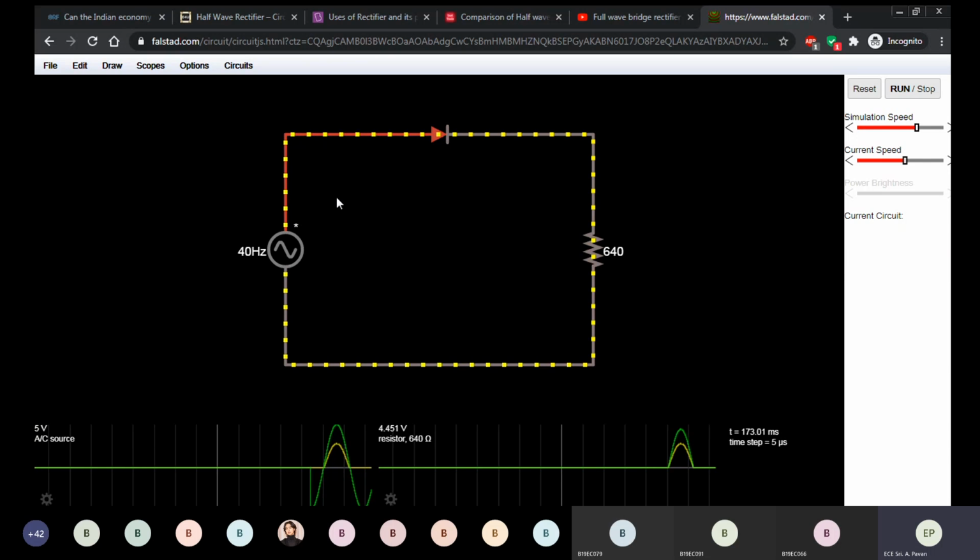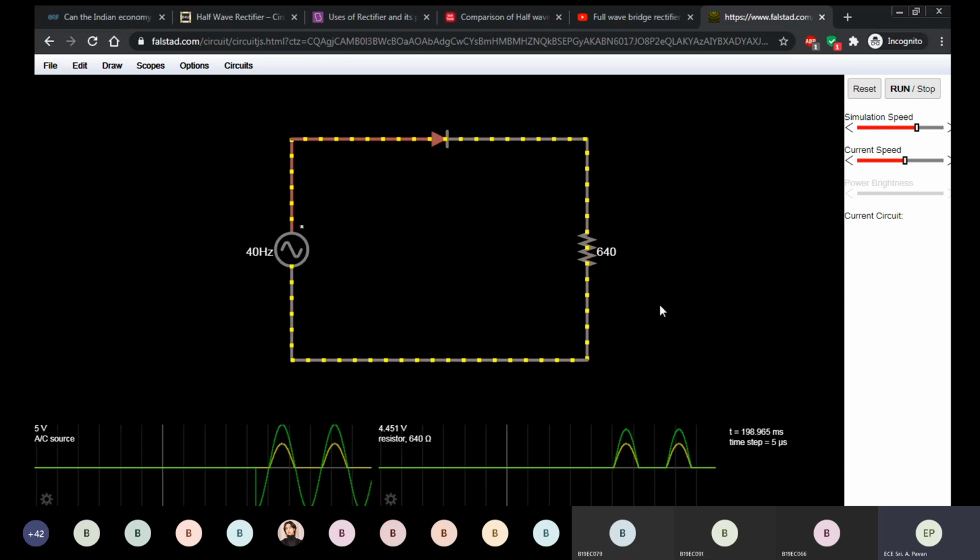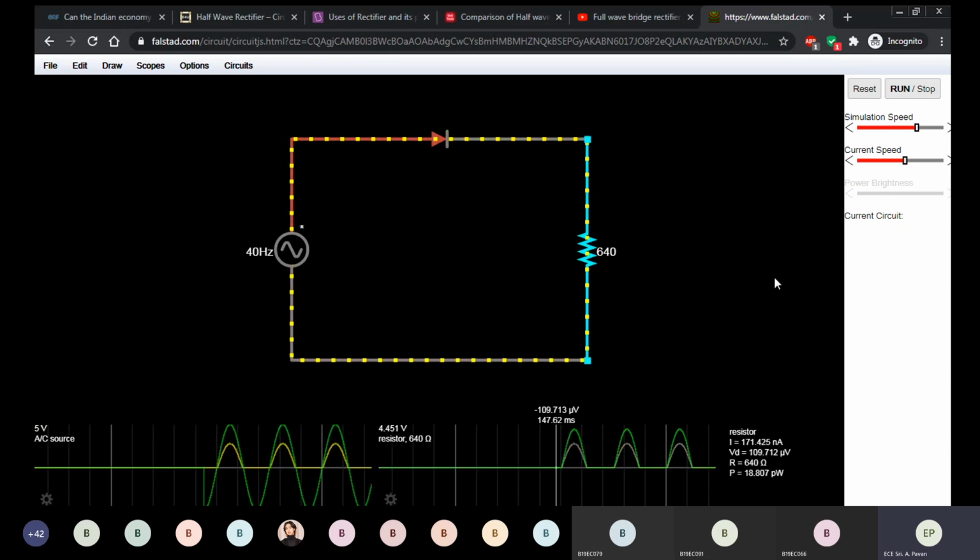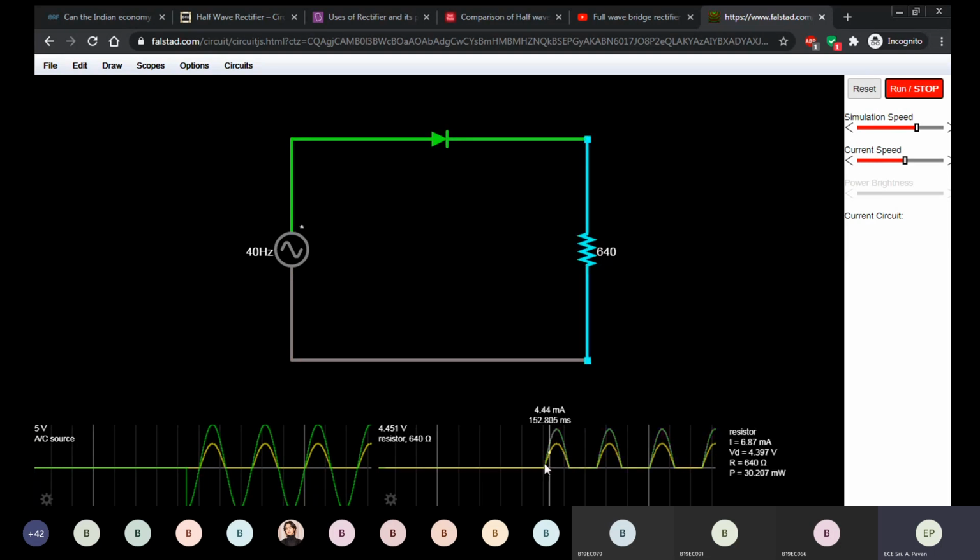Right. So see the output here. Let me stop it. The higher one is the output voltage. The left side one is the input, a pure sine wave. In the left side diagram, we have two parameters, current and voltage. The right side diagram also has two parameters, current and voltage. The higher one is the voltage. The pure green one is the voltage, and the other one is the current.